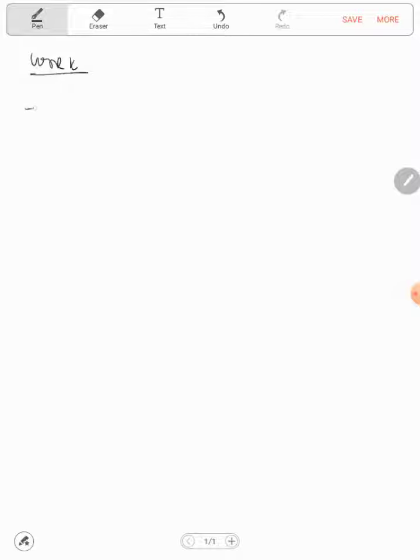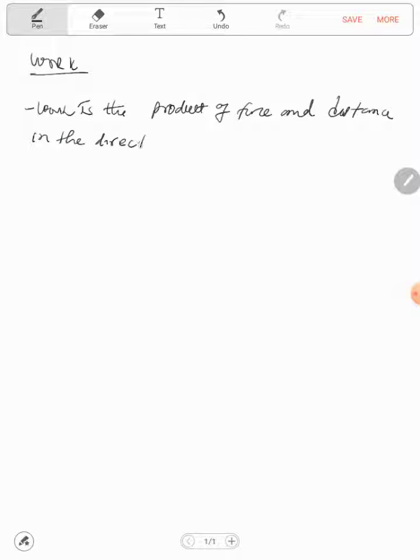Now, what is work? Work is the product of force and distance in the direction of the force. So we are saying work is equal to force times distance.